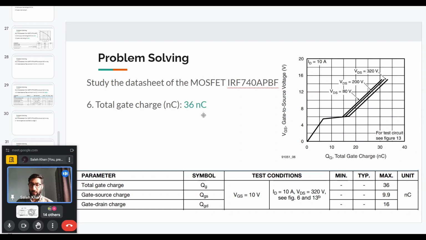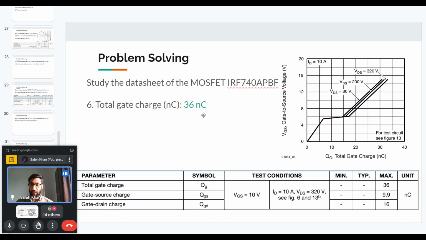So if the question does not give you the conditions, then you must assume that it is talking about the single condition that is given in the data sheet. So you don't need to refer to the graph. You can just find it from the tables that are given in the data sheet.